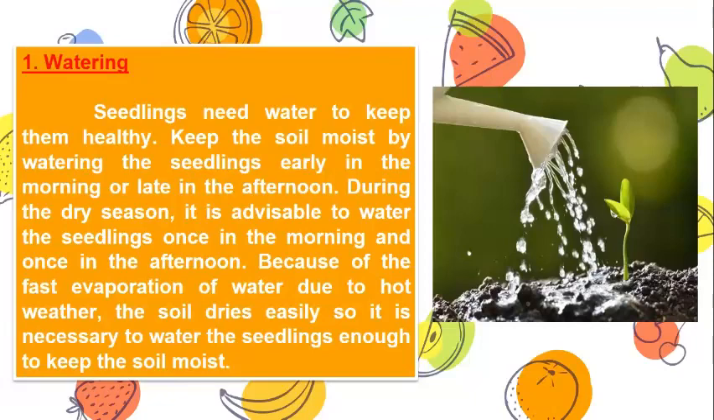During the dry season, it is advisable to water the seedling once in the morning and once in the afternoon. Because of the fast evaporation of water due to hot weather, the soil dries easily, so it is necessary to water the seedlings enough to keep the soil moist.